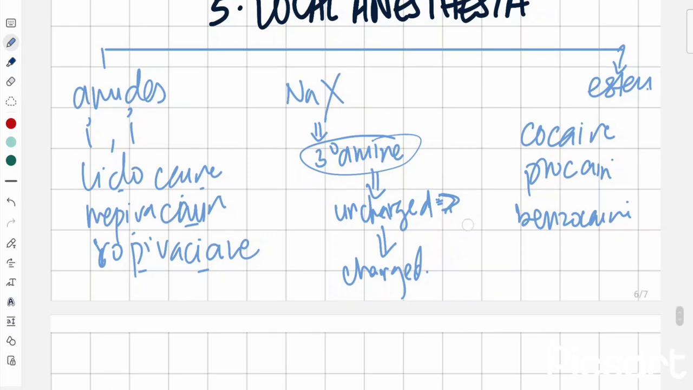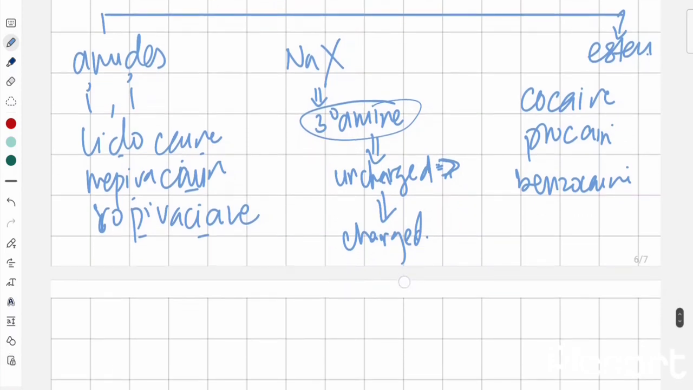If you are giving anesthesia into an infected tissue, the infected tissue is mostly acidic, so alkaline anesthetics are not going to penetrate easily because they're charged. So you need more and more anesthetic.